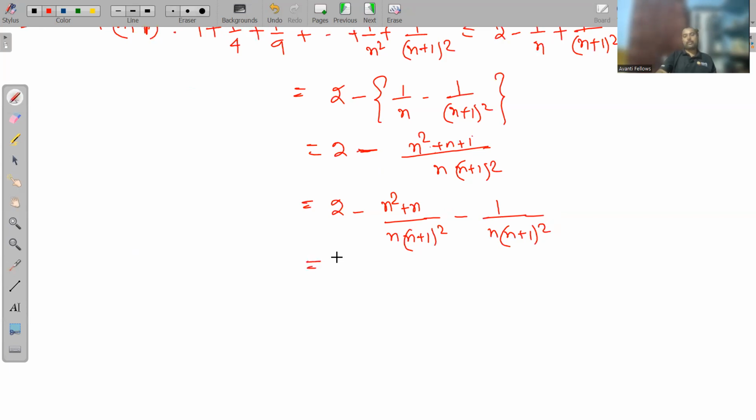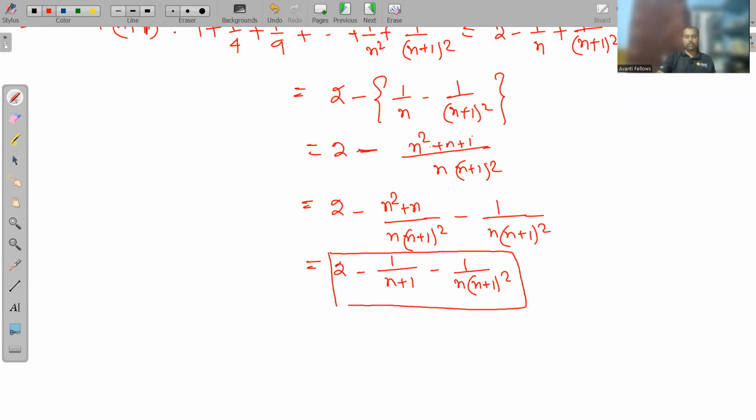So see, this becomes 2 minus n into n plus 1. So n will be cancelled out and n plus 1 will be cancelled out. So this becomes 1 upon n plus 1 minus 1 by n into n plus 1 whole square. I'm getting this. Okay, I'm getting this. So can I say this quantity will be less than or equal to 2 minus 1 by n plus 1? 2 minus 1 by n plus 1.